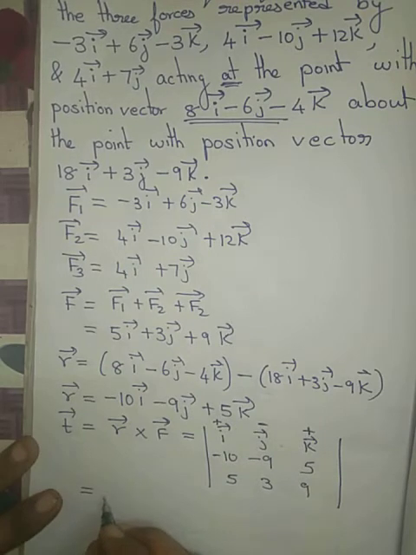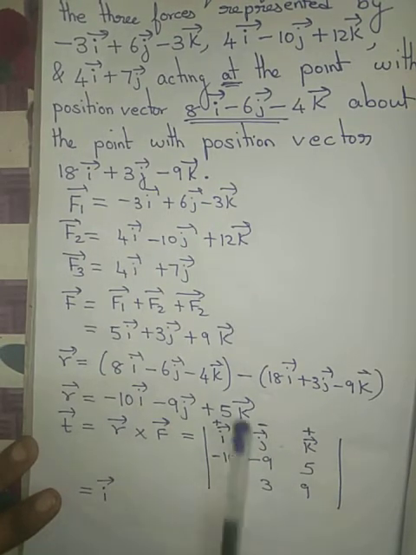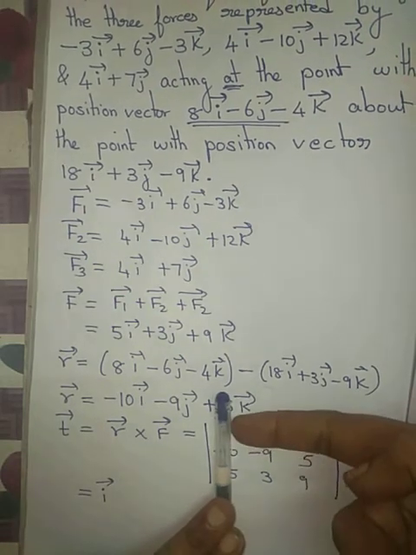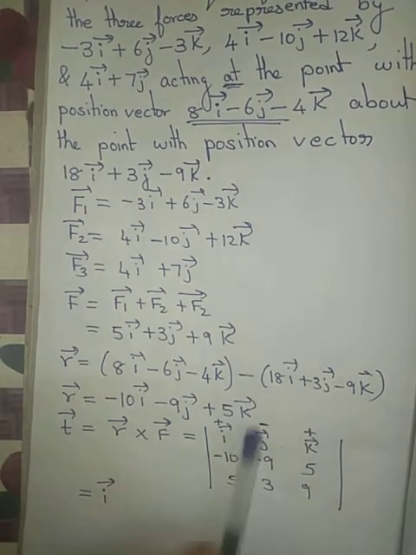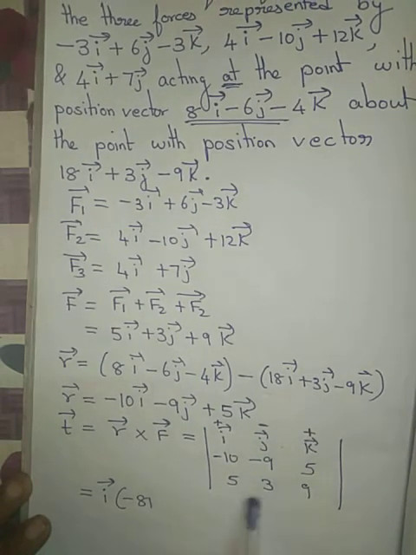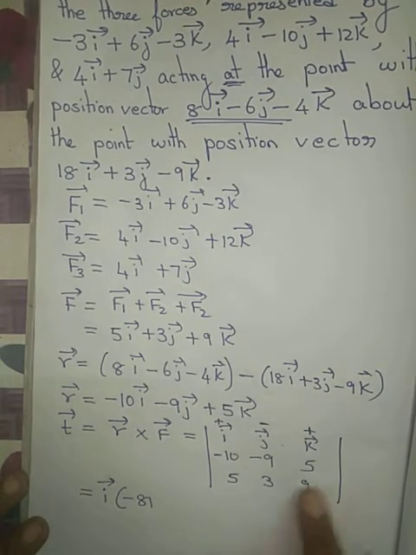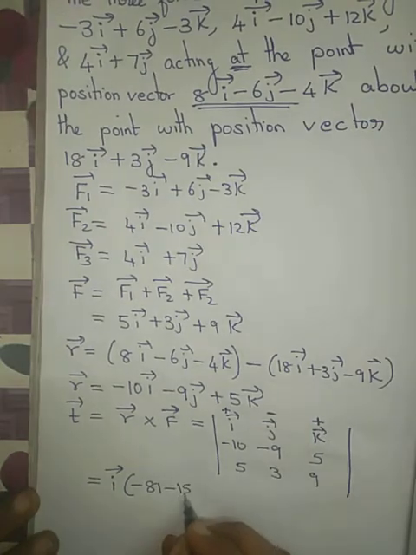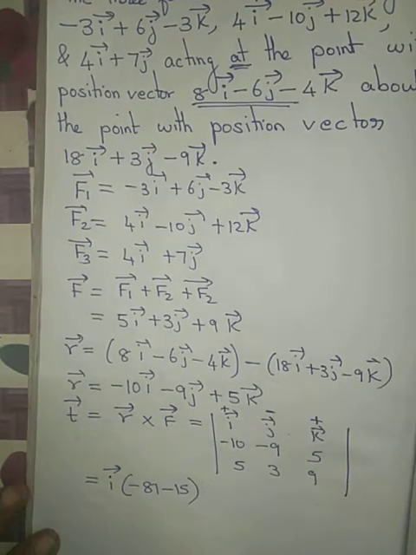Now plus I. So I should write I. I should cover this particular column and this particular row. Then multiply in this direction. So minus 81. Next I should multiply in this direction. 5 threes are 15. Always after we multiply in this direction we have to change the sign. So minus 81 minus 15.